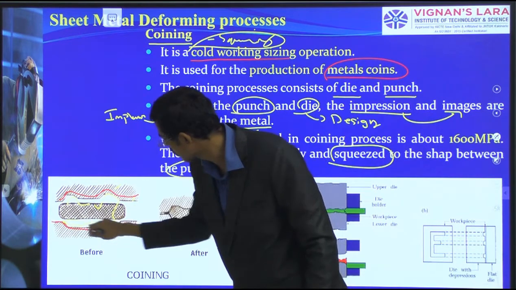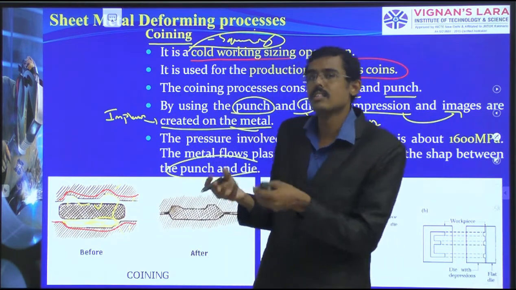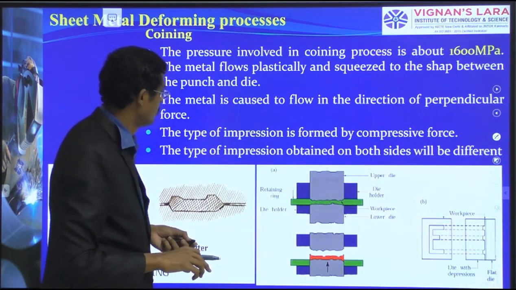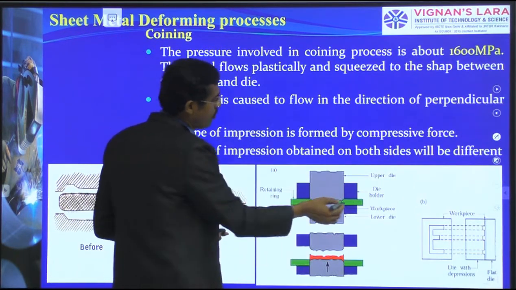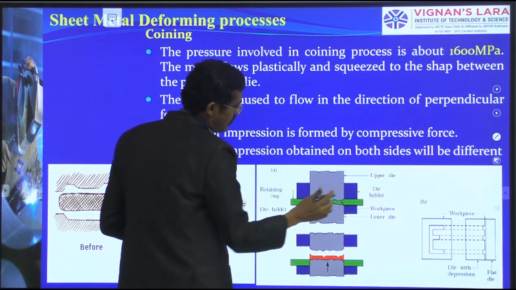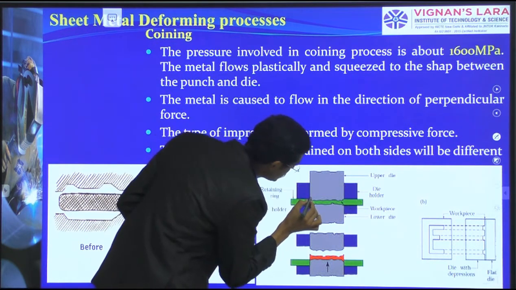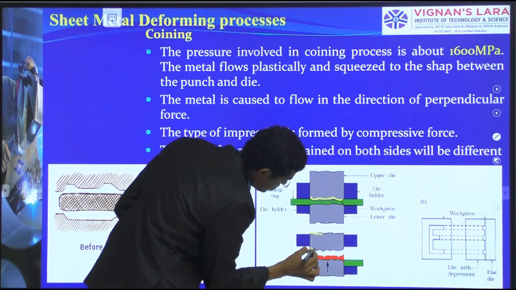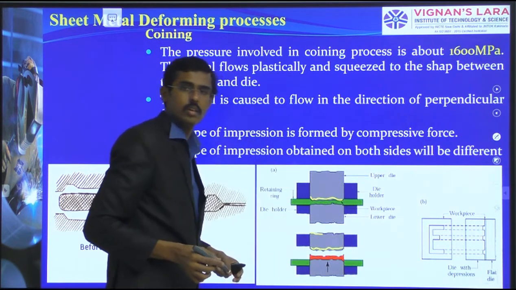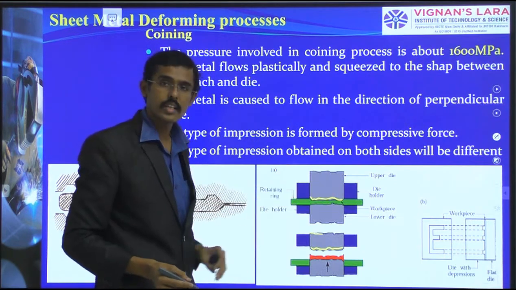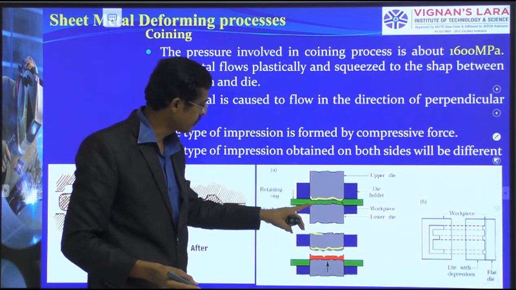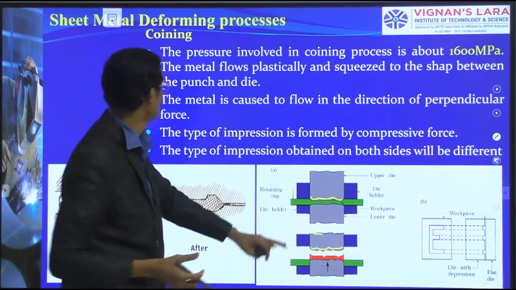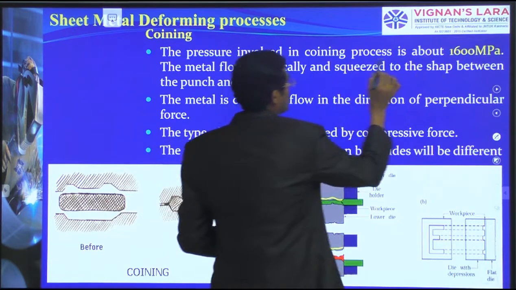It will be squeezed throughout the specimen, and then it is going to create the design. So this is the before component, you see, before complete, red. The designs are here. Now it has been punched, and finally it changes from green color to red color, showing the impressed coining operation. Likewise, the pressure involved in the coining process is about 1600.